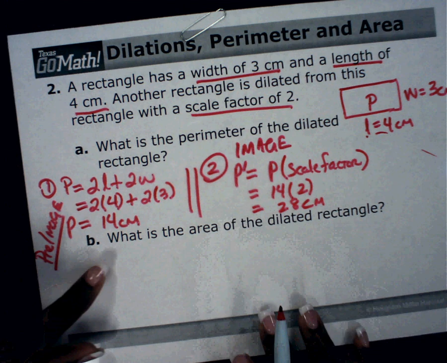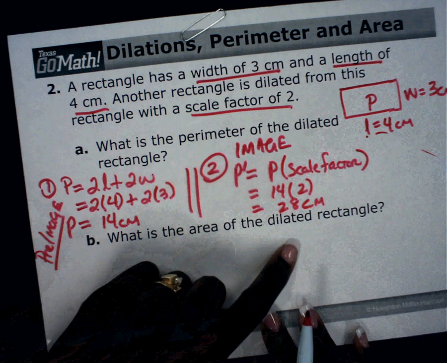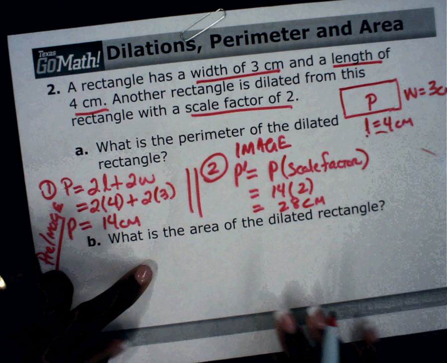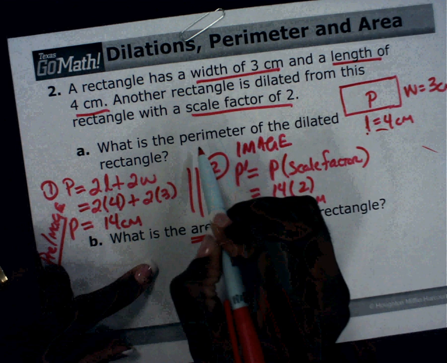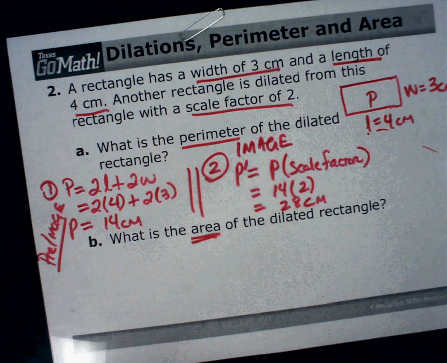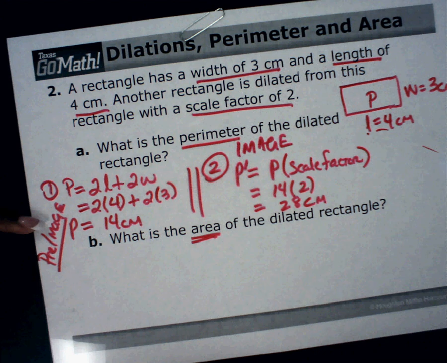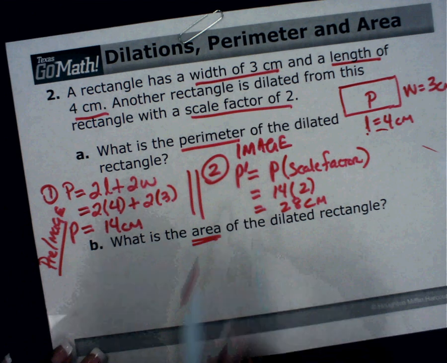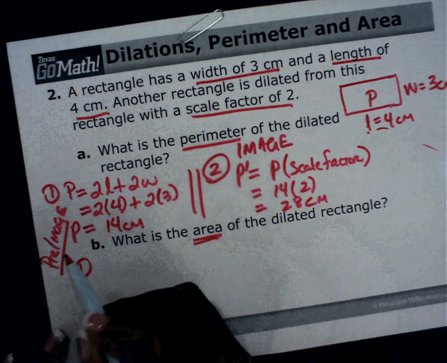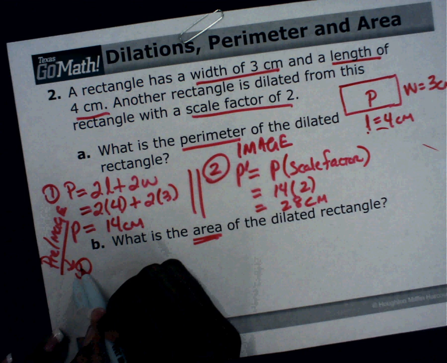Now they want us to find, it says, what is the area of the dilated rectangle? So we started with the perimeter, now we're looking for the area. And we're going to have 2 steps again. We're going to deal first with our pre-image, and we're going to take the information for the pre-image and find our image. So we're going to start again with our pre-image, and I'll do an arrow here to keep from having to do it again.